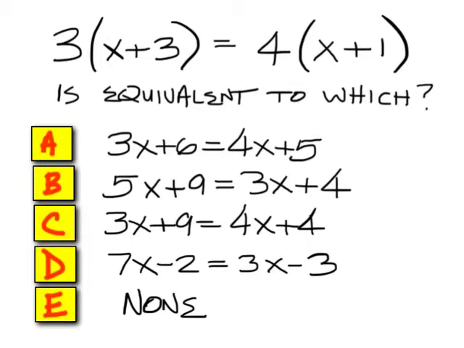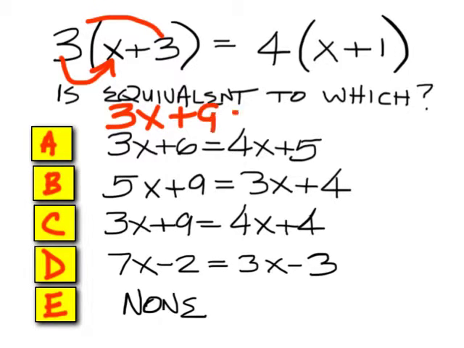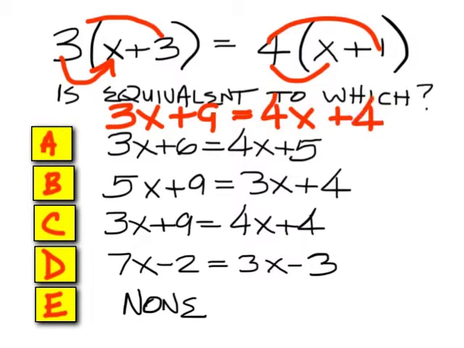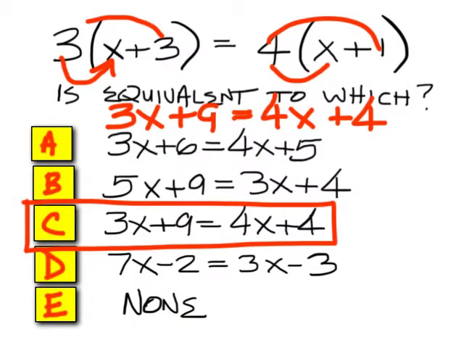Here is how you find the answer. 3 times x is 3x. 3 times 3 is 9. 4 times x is 4x. 4 times 1 is 4. That is why the answer is C. Okay.